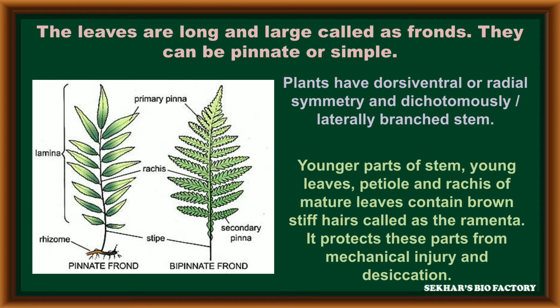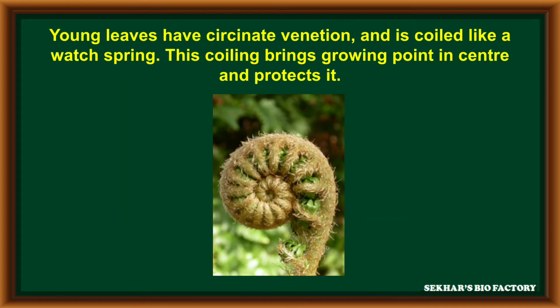The younger parts of the stem and younger leaves, and the petiole and rachis of mature leaves, contain brown stiff hair-like structures at the bottom. These are called ramenta. These ramenta function to protect from mechanical injuries and desiccation. The young leaves show circinate venation. That means the young leaves are coiled like a watch spring. This coiling brings the growing point to the center and it will be protected.